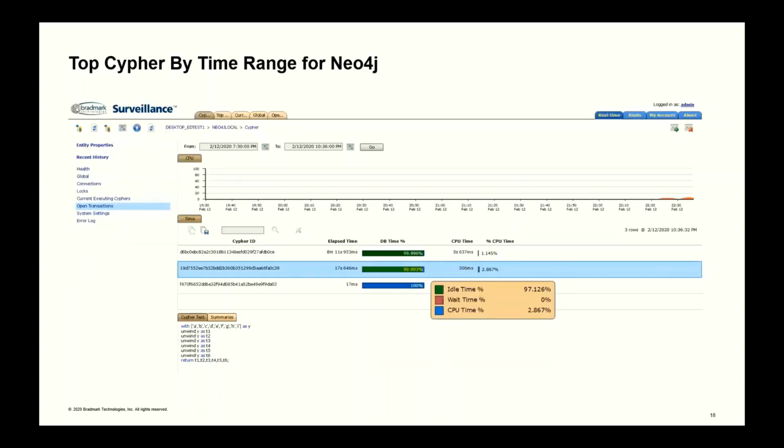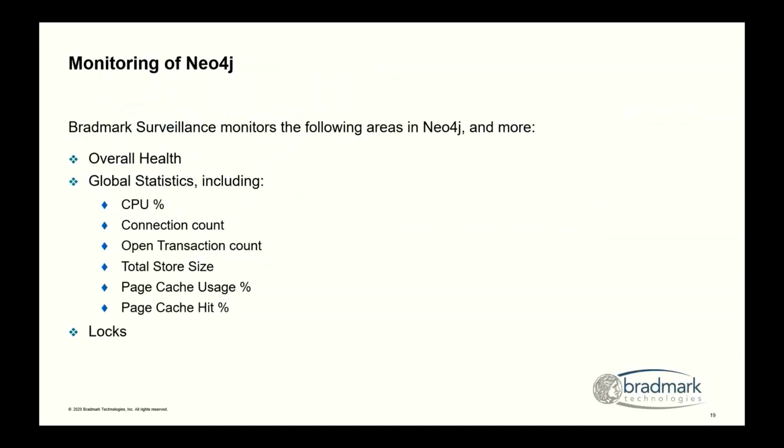This is the kind of recent history view that we have for Neo4j. This is a top cipher by time range view, and we'll see more about this a little bit later, but it looks very familiar if you're familiar with our relational database top SQL reports. These are similar kinds of things. We'll see more about that a little later too.